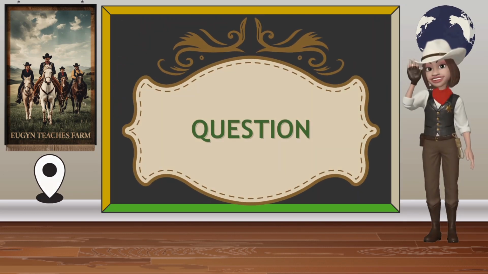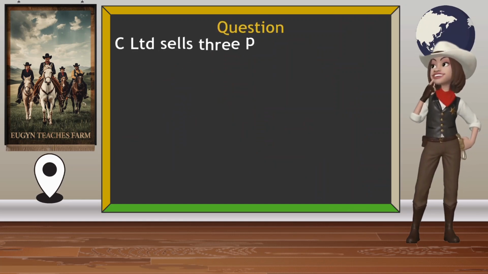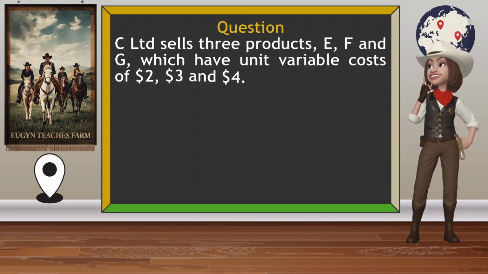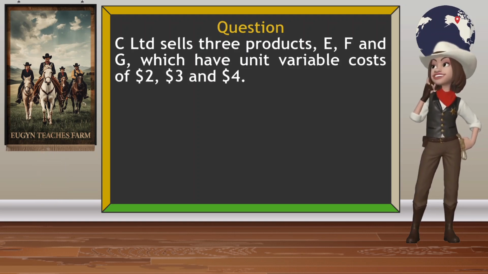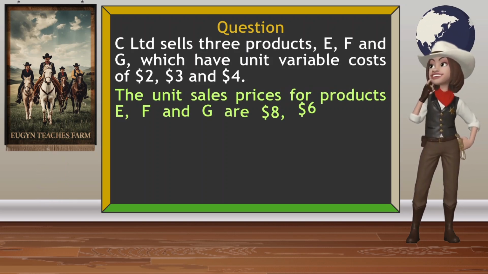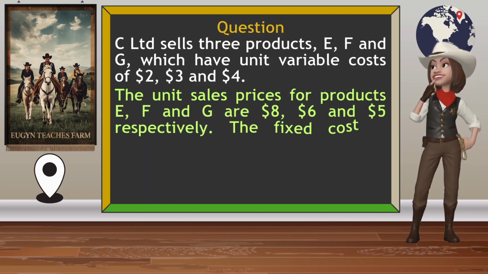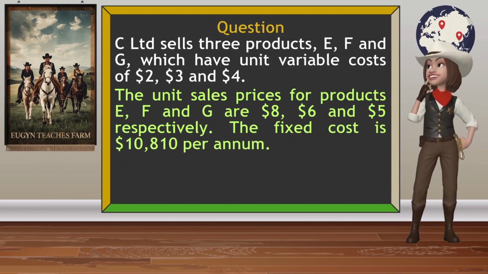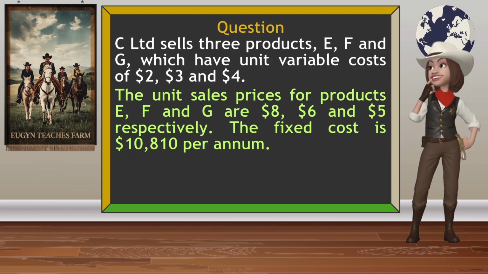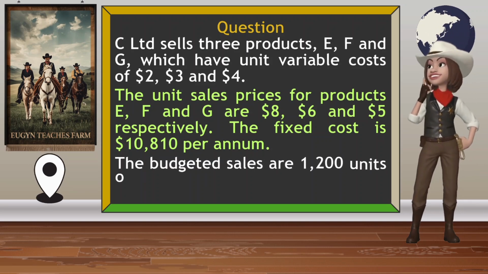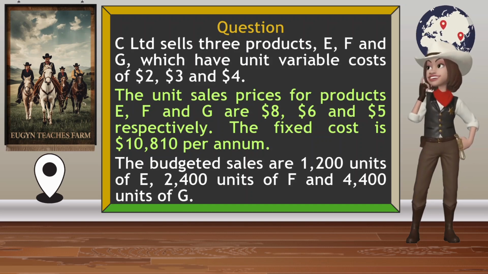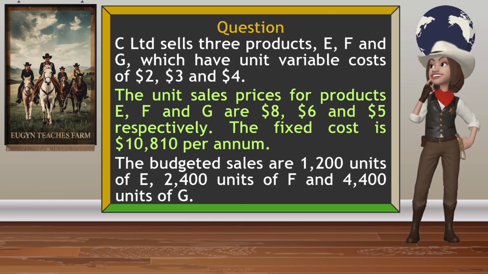Question. C Limited sells 3 products, E, F, and G, which have unit variable costs of $2, $3, and $4. The unit sales prices for products E, F, and G are $8, $6, and $5 respectively. The fixed cost is $10,810 per annum. The budgeted sales are 1,200 units of E, 2,400 units of F, and 4,400 units of G.